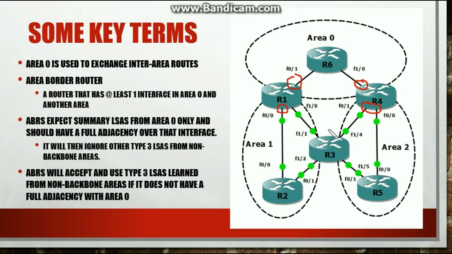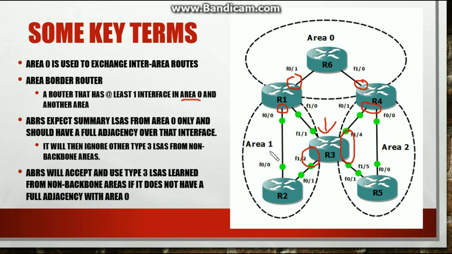R3 is a special case. He does have an interface in area 1, and he does have interfaces in area 2, but based on the definition of an area border router, he doesn't have a physical interface in area 0, so he should not be considered an ABR.